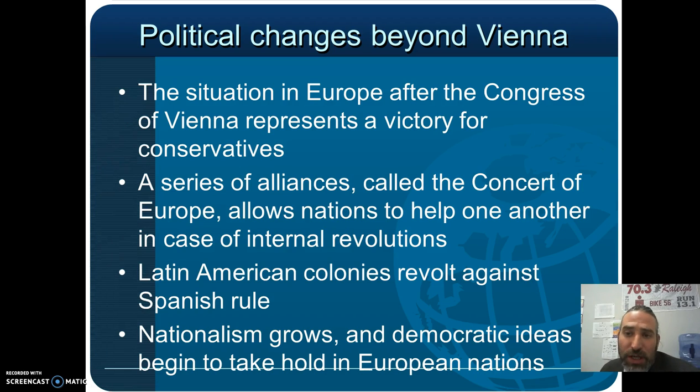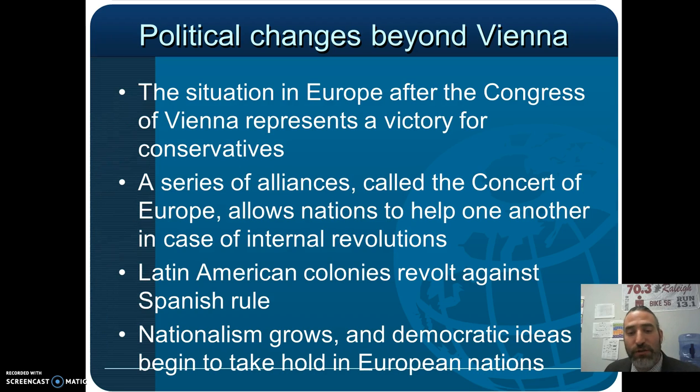Beyond that, some of the political changes that take place: Europe is a victory for conservatives. We talked in an earlier video about conservatives wanting things to go back to the way they were, and that's what happens. The monarchs take back control, and although it's going to be constitutional monarchies where they don't have absolute power, the power will go back to a monarchy system, and we see nobility benefit from this.